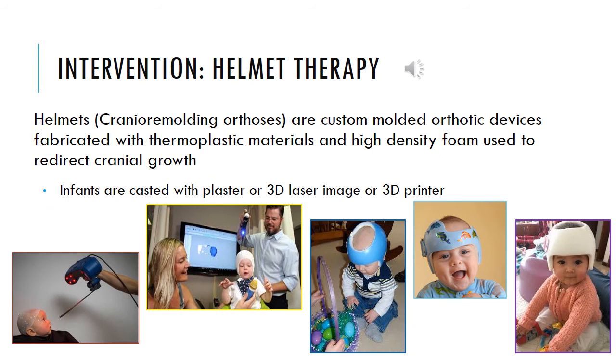The next aspect we'll talk about as it relates to intervention for children with plagiocephaly is the use of orthoses, such as helmets, otherwise known as cranial remolding devices. These orthoses are fabricated out of thermoplastic materials and lined with high-density foam. To cast an infant for a helmet, you can either use plaster, which is a bit of a more historical approach and is a bit messier, or a 3D laser image to gain all of the measurements you need for that child's head in order to cast the appropriate helmet with the appropriate cutouts.